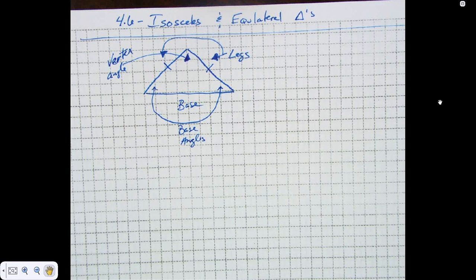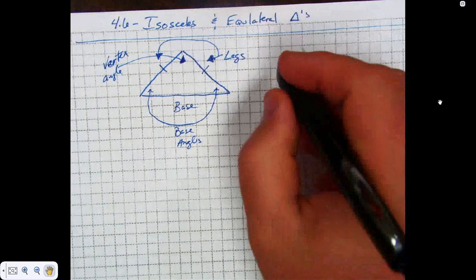Are there gonna be proofs in this assignment? No.